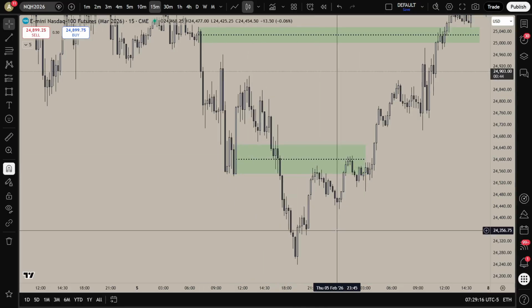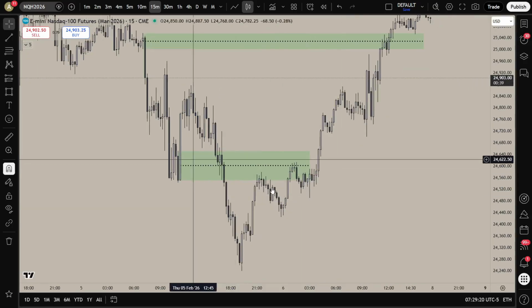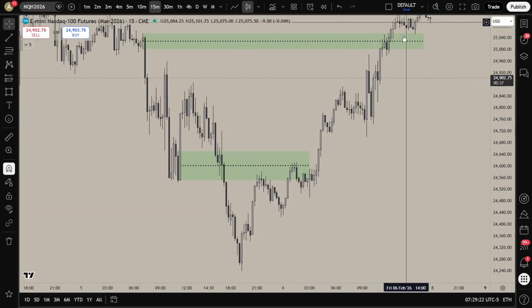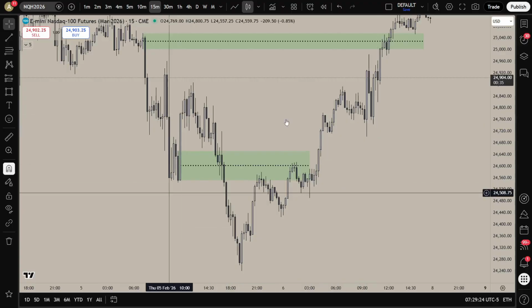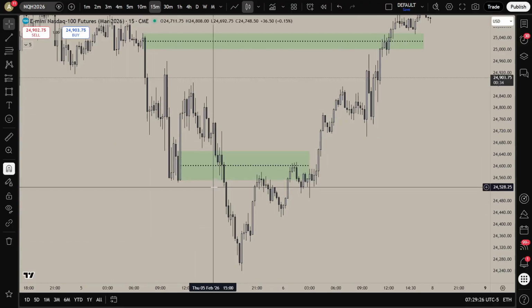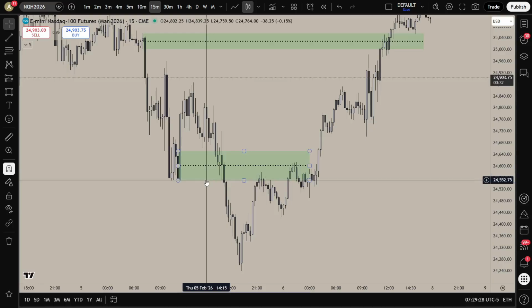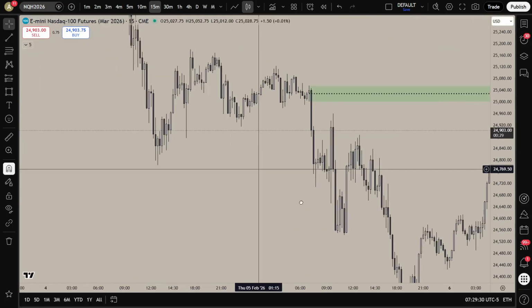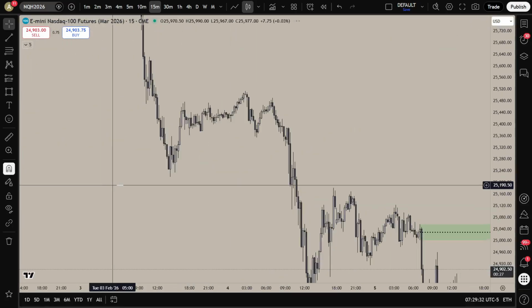This was used to short here, again to short here. Eventually we surpassed this, we changed the structure, and then we moved up on the inside. While we are talking about changing structure, we can also discuss the MSS and CISD. Now we can use both the MSS and the CISD.